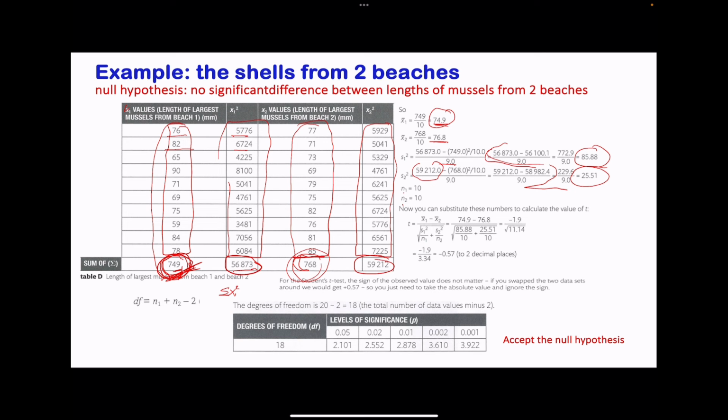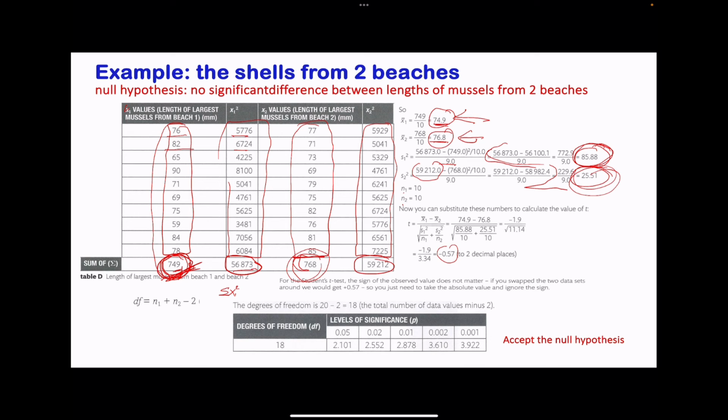And now that we have this value, that value, this value, and that value, we can substitute it into the final formula to find the value for t. Our t is going to be the mean for the first data, which is that, minus the mean for the second data, which is that. Divide everything by the square root of s1 squared from the first data, divide by n, which is 10, plus the s2 squared of the second data, divide by n, which is 10. And using the calculator, it gave us negative 0.57 to 2 decimal places.